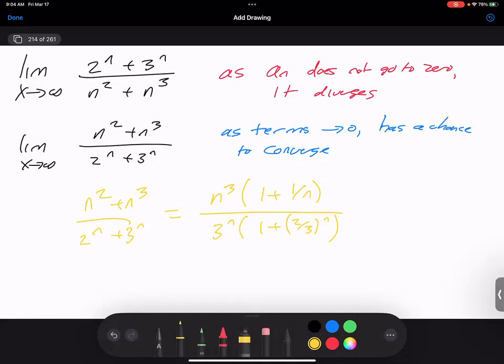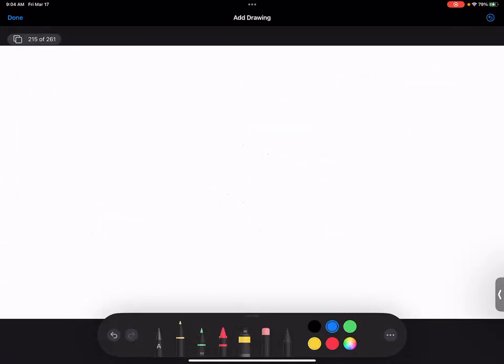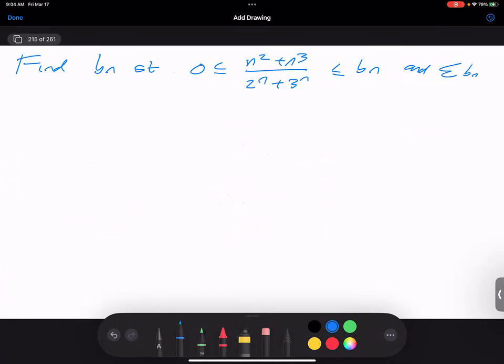All right, let's do it a little bit more rigorously. I want an upper bound. So find a bn such that 0 is less than or equal to n squared plus n cubed over 2 to the n plus 3 to the n, which is less than or equal to bn, and the sum of bn is less than infinity. If we can do that, then we know it's going to converge. I'm just looking at a slightly harder problem than I gave you. The addition makes it a little bit painful to do the ratio test or the root test.